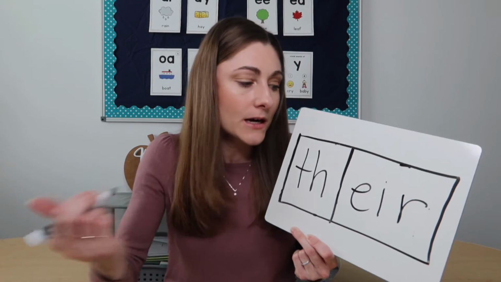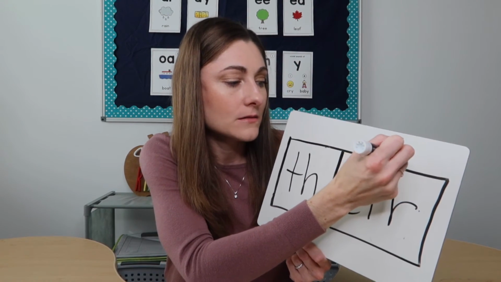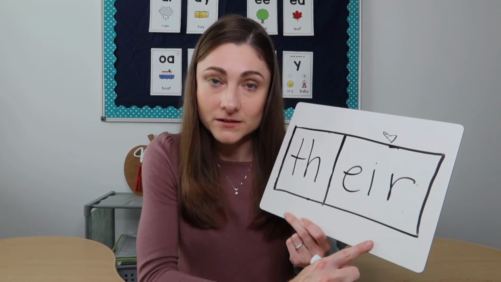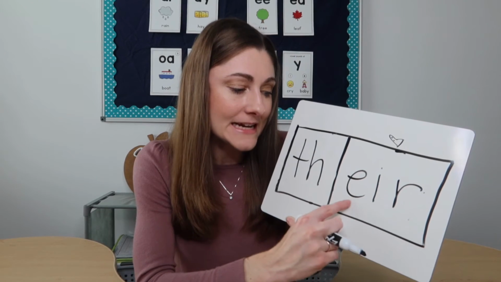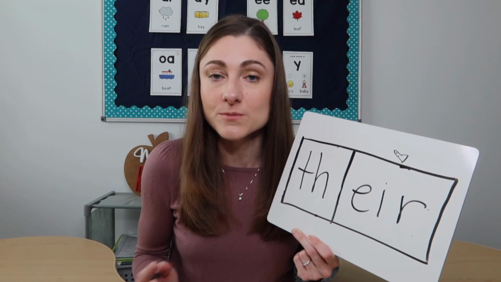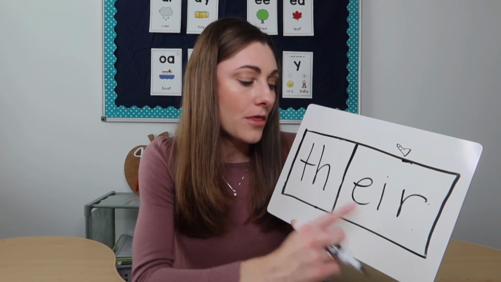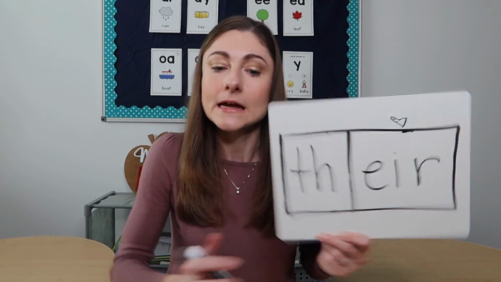So no surprises there. The tricky part is E-I-R. The sounds are th and air, and the air is spelled E-I-R, which can be considered to be surprising, right? There's other ways of spelling that sound. The air. T-H and E-I-R. Okay, let's just do one more example.